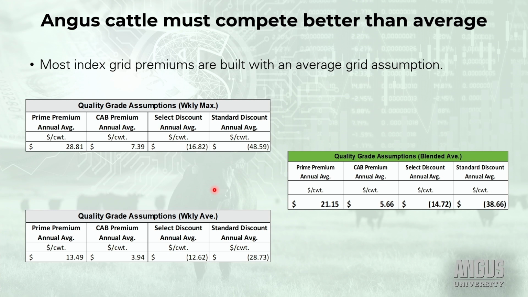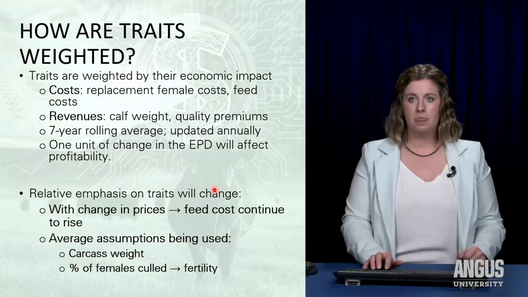Why do we do that? Because when we think about terminal Angus genetics, we know your cattle are built for quality inside of the marketplace. So we want to ensure that these Angus cattle are continuing to compete on a really competitive value-based grid.